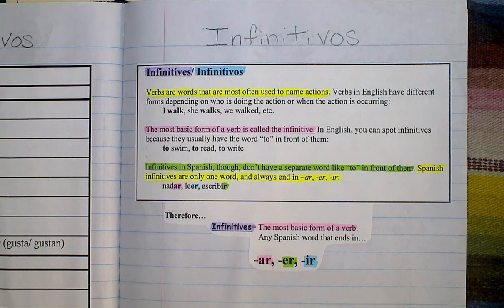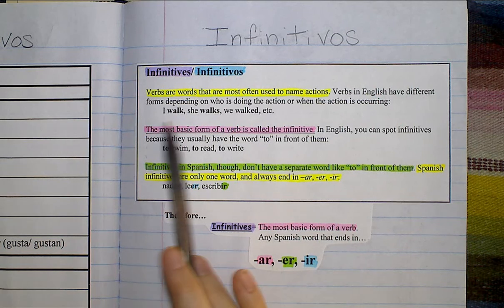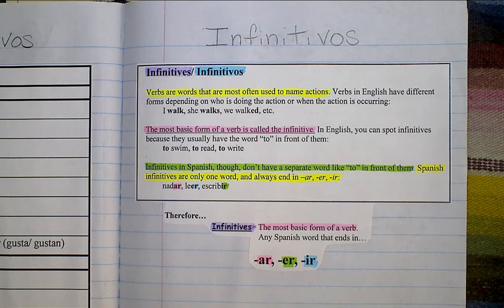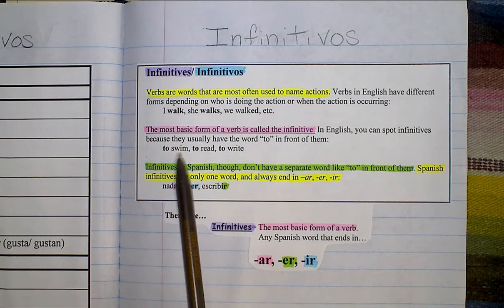Okay, so infinitives are actually something very, very simple in Spanish, and very simply they are verbs. So just like verbs in English are action words like dance, walk, talk, all of those things. They're the same thing in Spanish, except they function just a little bit differently. In English, we are able to say I walk, she walks, we walked, etc. But in Spanish, an infinitive indicates the most basic form of a verb, and in English they're easy to spot because usually it has the word to in front of them. So to swim, to read, to write.